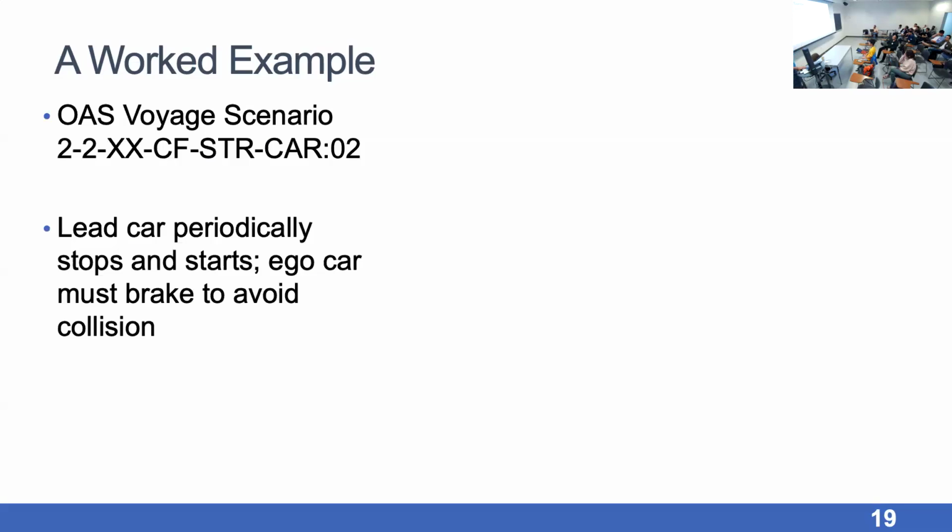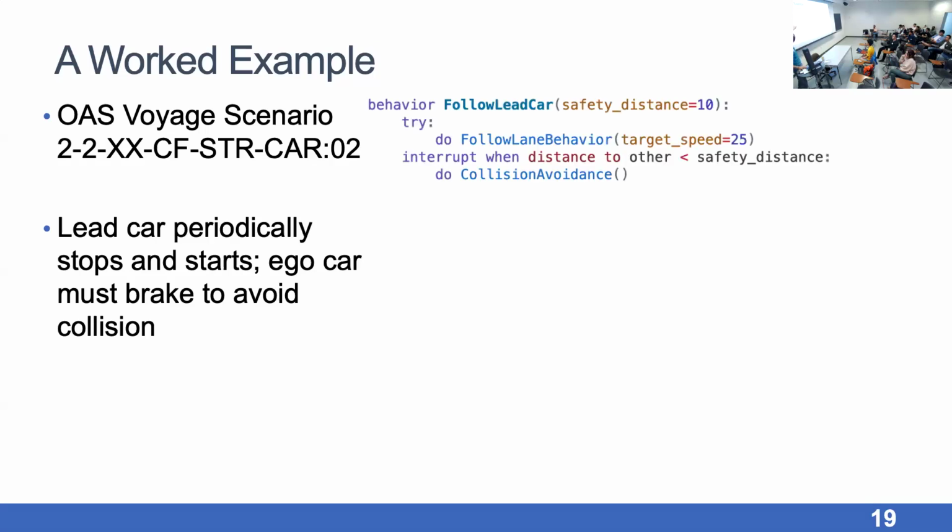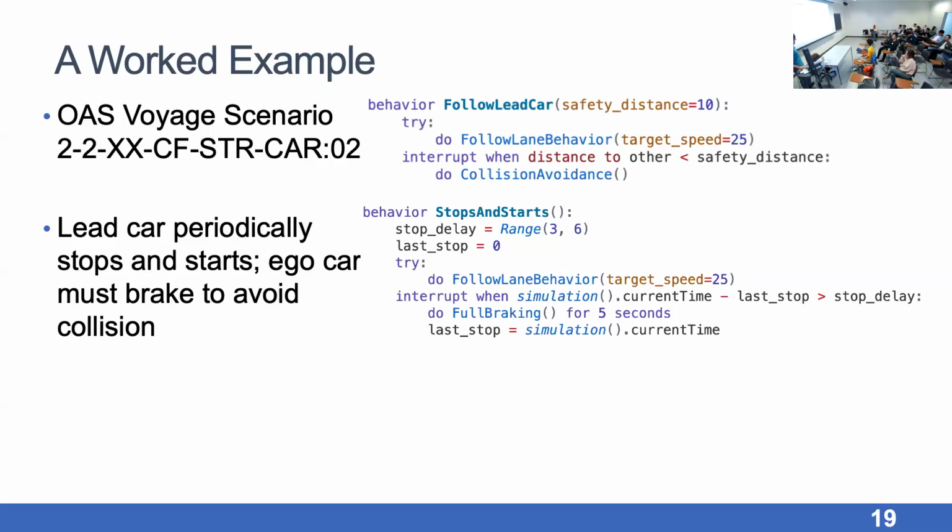What's basically happening in this one is there's a lead car, which is periodically stopping and starting. The ego car behind it has to follow it, but brake to avoid a collision. So let's see how we could model this in Scenic. We're going to use this follow lead car behavior that I already showed. Here's the behavior we'll use for the lead car, stopping and starting. What we're going to do is pick a random time to have a delay between the different stops and starts in this car.